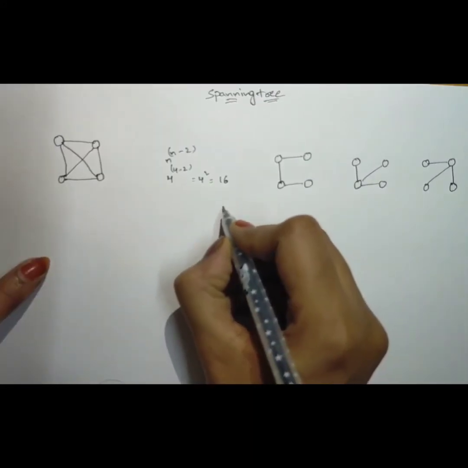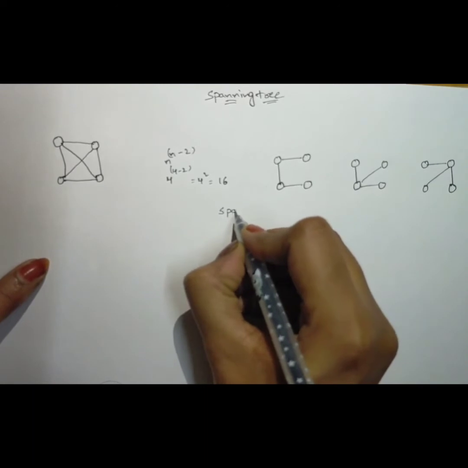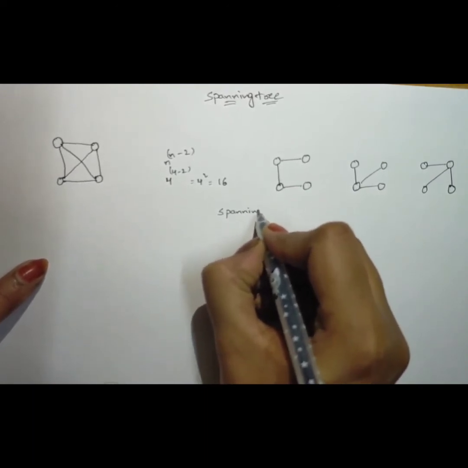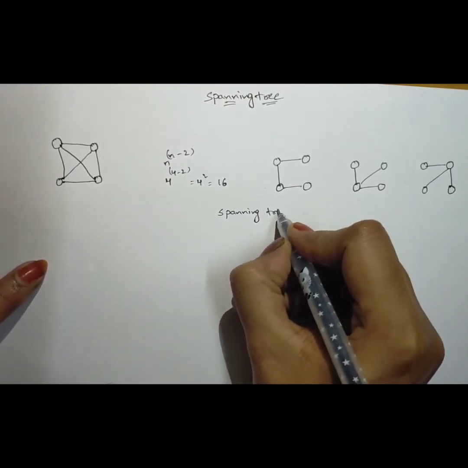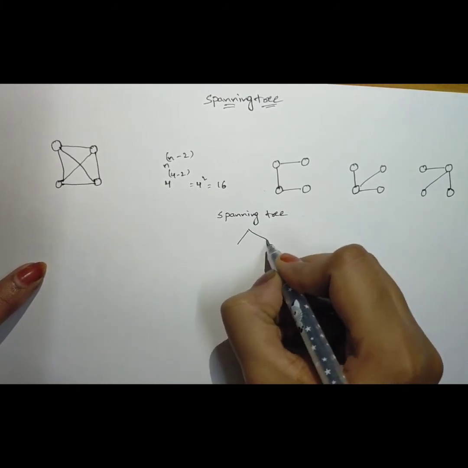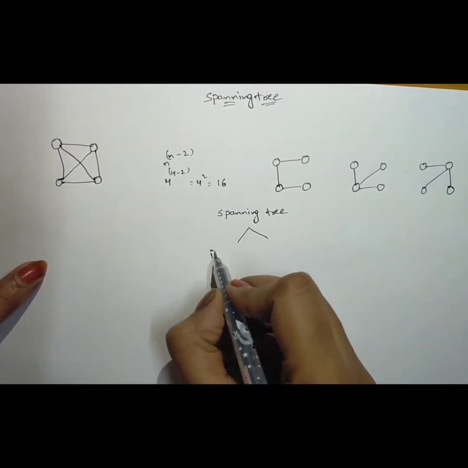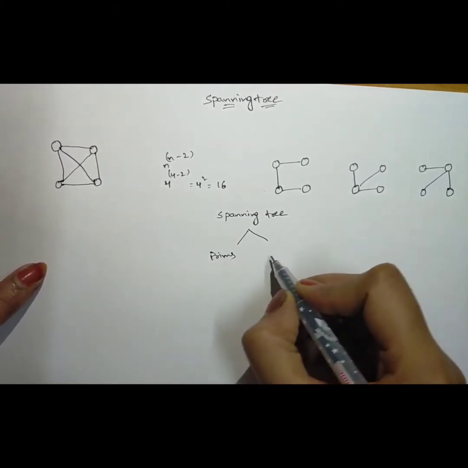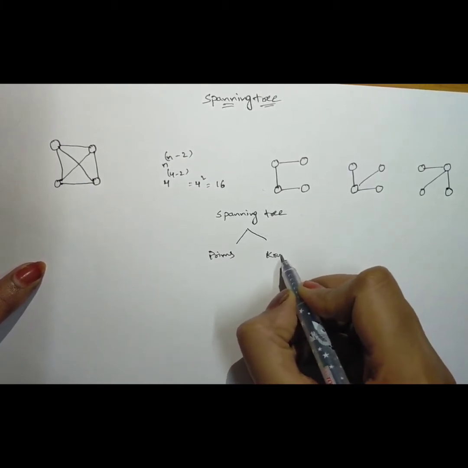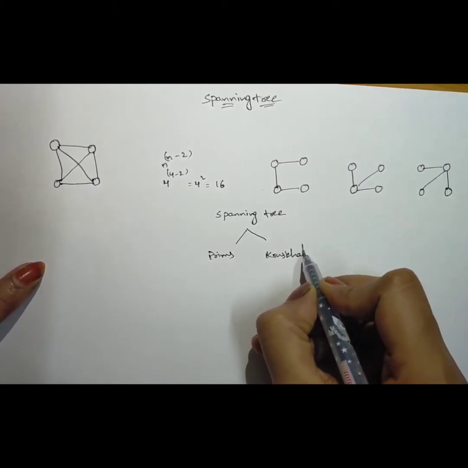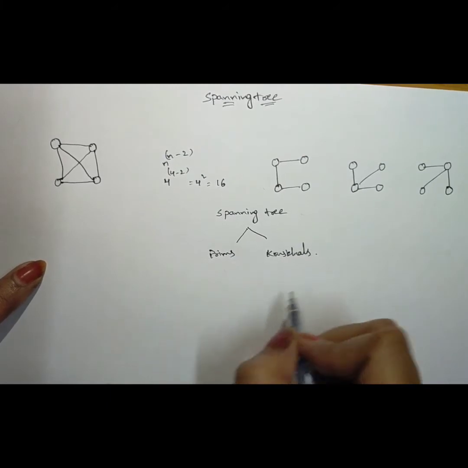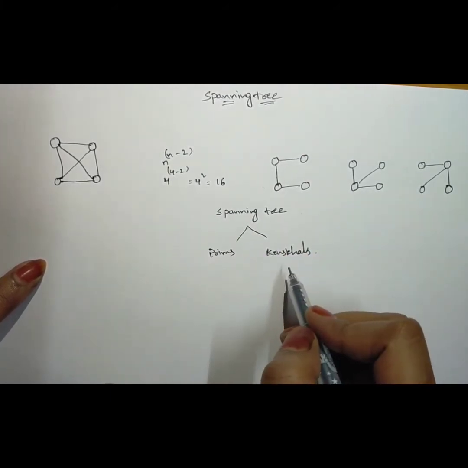There are 2 different types of spanning trees. First one is Prim's, second one is Kruskal's. Okay, these spanning trees are also called minimum cost spanning trees.